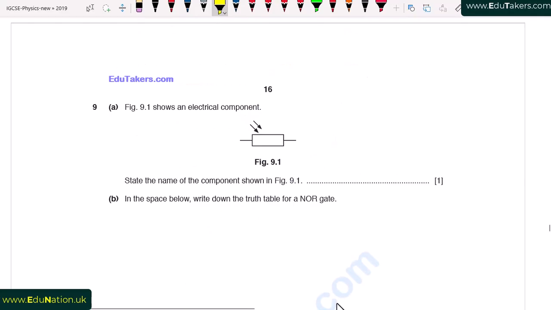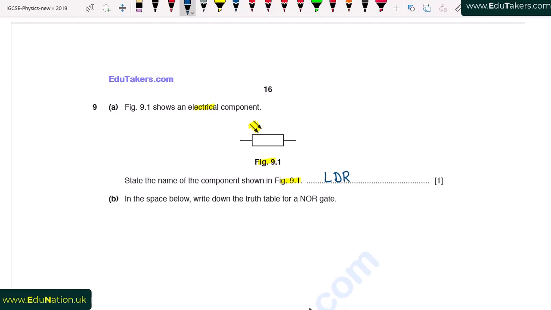Question number 9, part A. Figure 9.1 shows an electrical component. Here is figure 9.1 and we can see that there is an electrical component and this arrow shows that light is falling on it. State the name of the component shown in figure 9.1. So this component is basically an LDR, that is light dependent resistor. So I write here LDR.